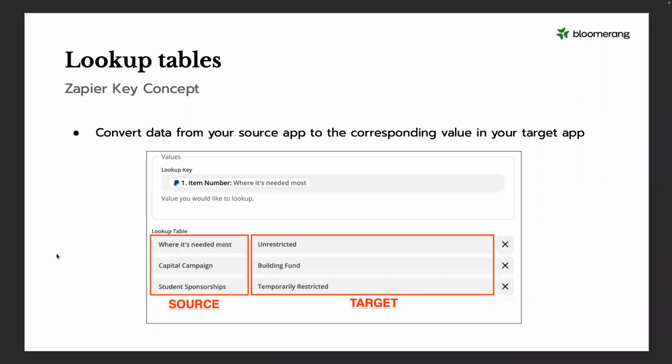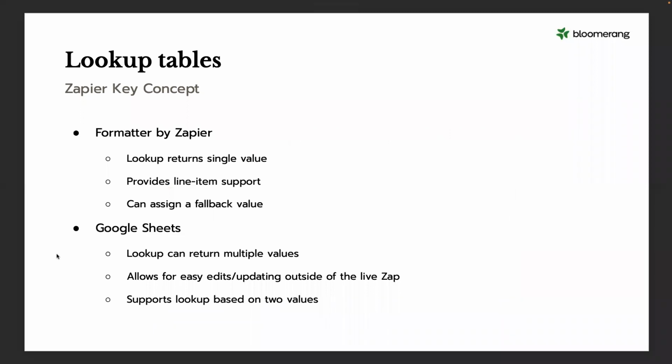Now, there are two different apps that can be used to create a lookup table in Zapier. You can use Formatter by Zapier, or you can use Google Sheets. Now, we're going to demo both of these in a minute, but I want to start by talking about what the benefits of each app are. The use of one or the other is truly dependent on your automation use case.